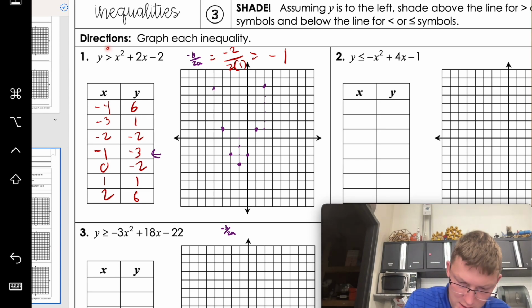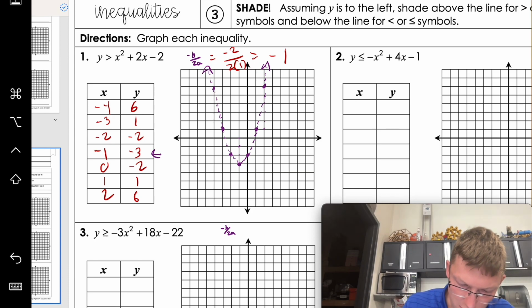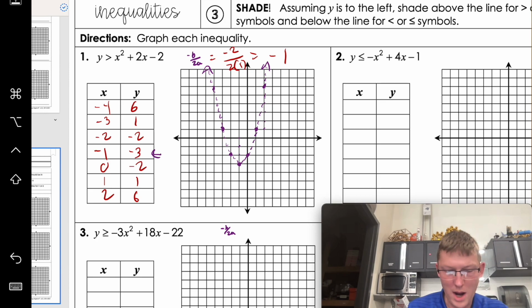So let's see here. Since we're doing inequalities, I guess I have to do a dotted line. That's gross. I hate doing dotted lines, but it's fine. So there's my dotted line. So then we have to shade. So y is greater than the thing that we made. So again, I can just shade on the inside there.